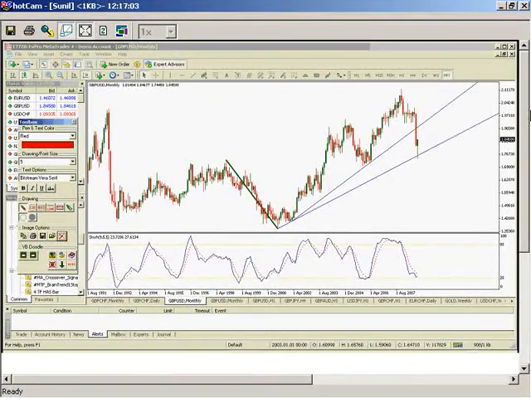Now measured moves concept, before we get on to the fibs, measured moves concepts are very, very important. If you take up any chart and you take these moves, you will be surprised at the accuracy.